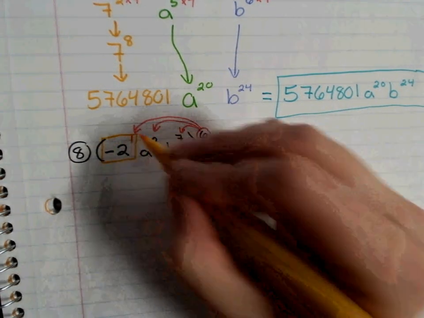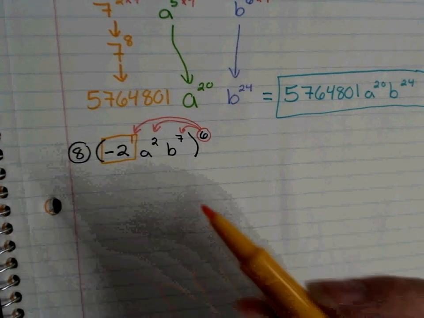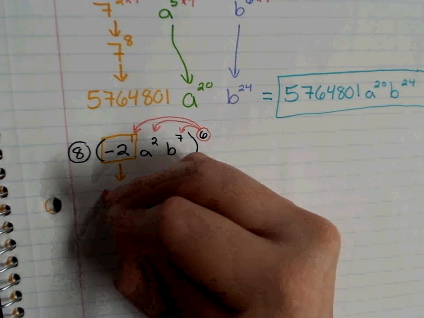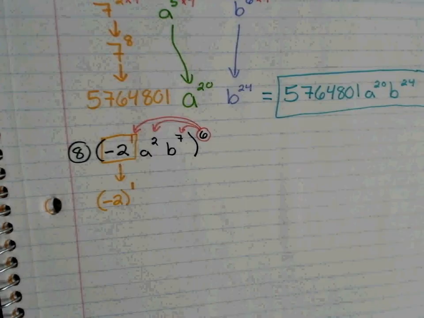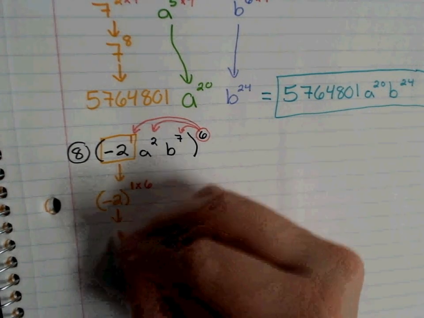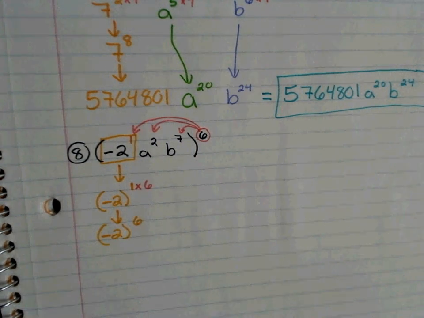So what does -2 become? What's the new power going to be? Colin? -2 to the 6. What's really important about how I write that, though? Parentheses. I have to put that in parentheses. Why? Because it's negative, and I need to include that negative. So that -2 was originally written to the first, but I'm going to multiply that power by a 6, and it now becomes -2 in parentheses to the 6th power.